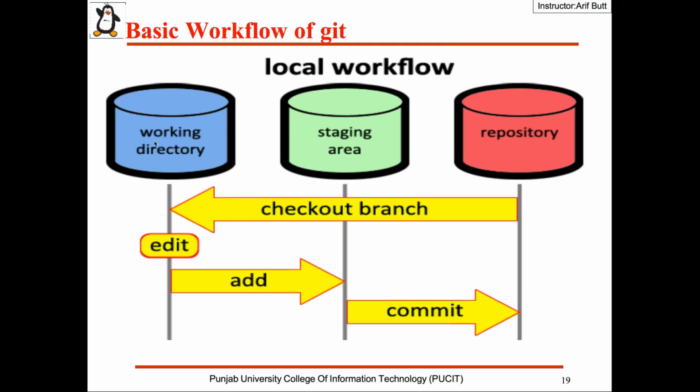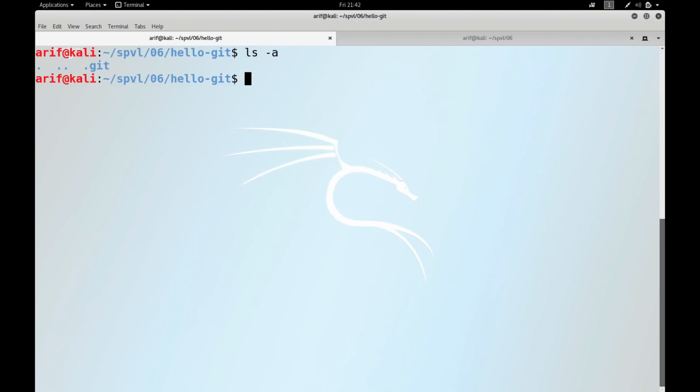So you work on your working directory, create the files, edit them, delete them, then you add those to the staging area and then you commit those changes to the repository. Let us move back onto the terminal.